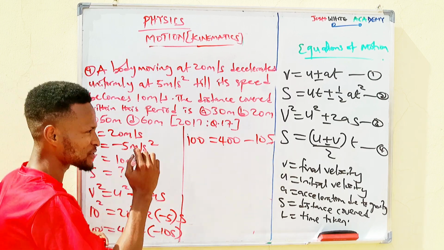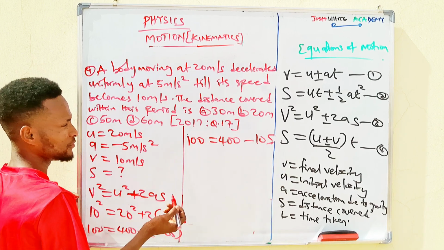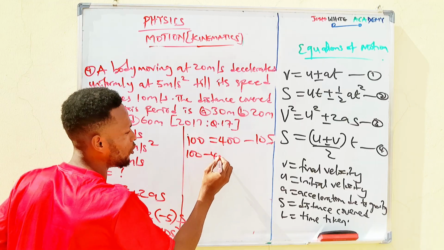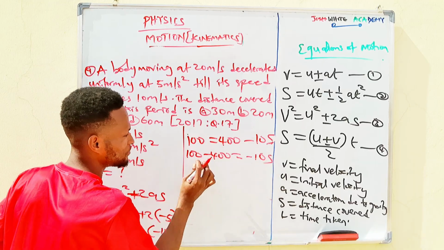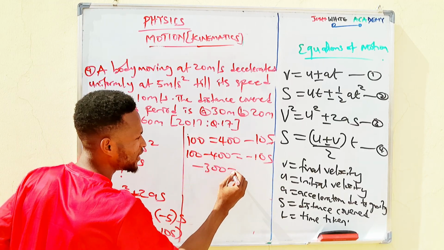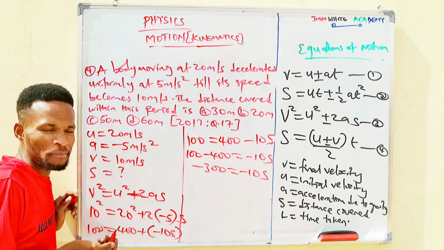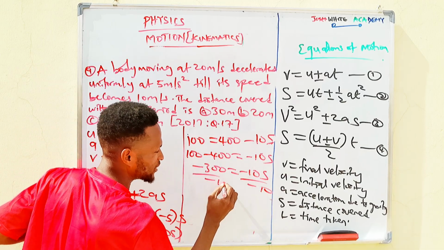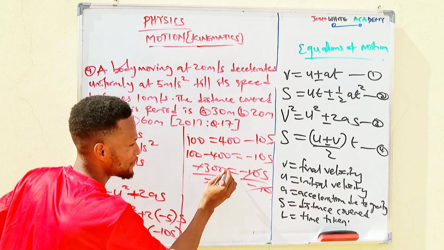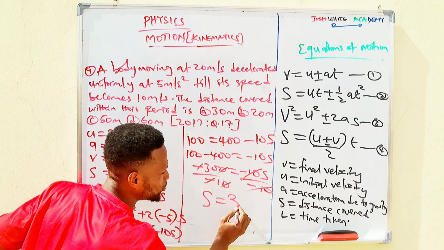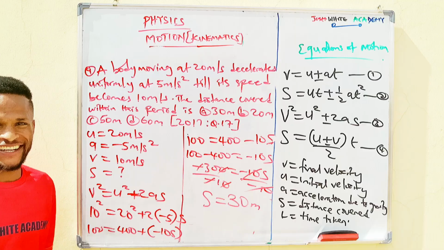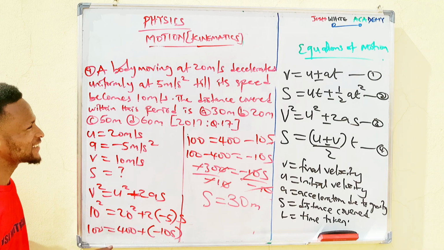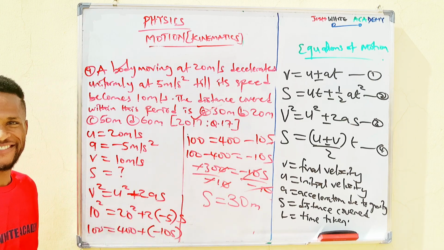So let's collect like terms. 400 goes to the other side. It becomes 100 minus 400 is equal to minus 10S. This will give you minus 300 is equal to minus 10S. Divide both sides by the coefficient of S, which is minus 10. So our distance is equal to 30 meters. So our answer is what? A.